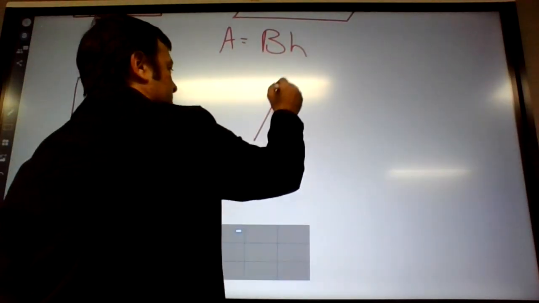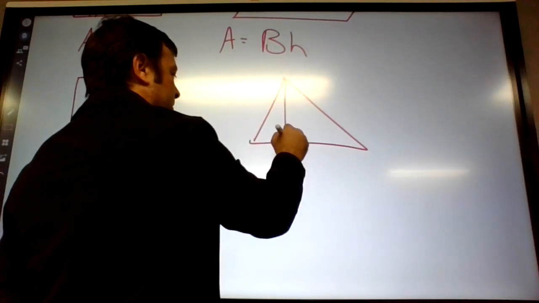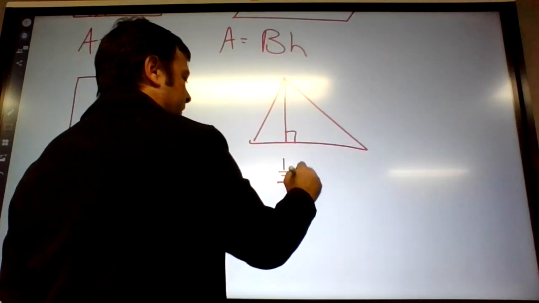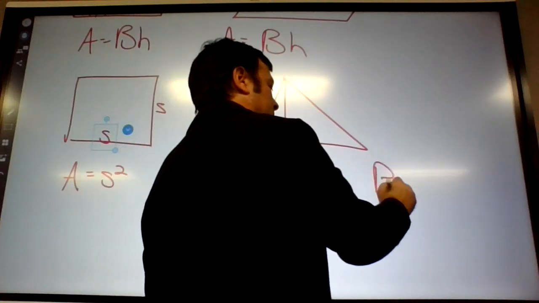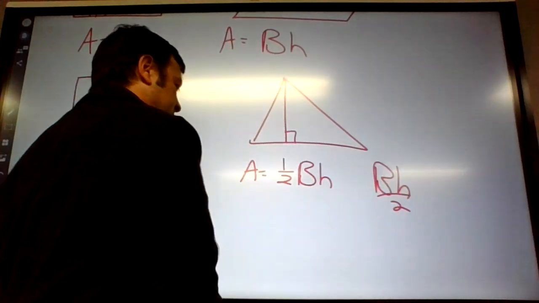Okay, how about a triangle? 1/2 base times height, or base times height divided by 2.